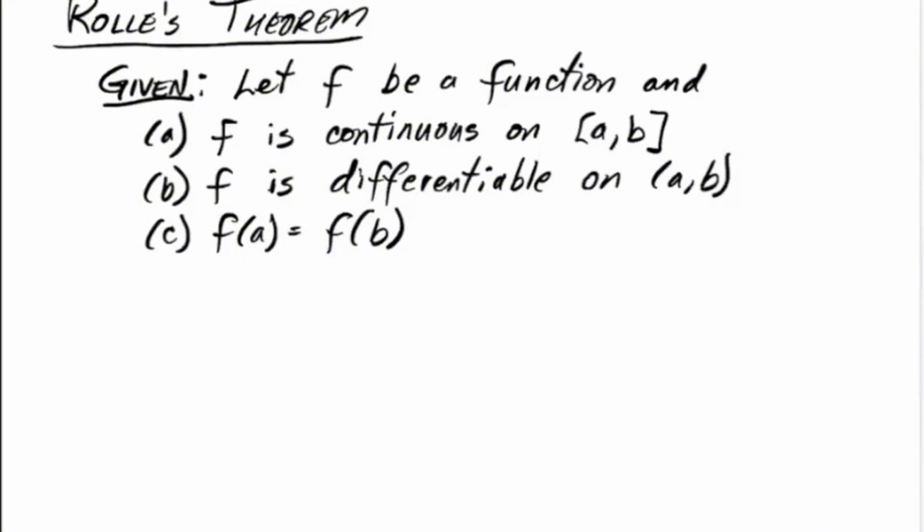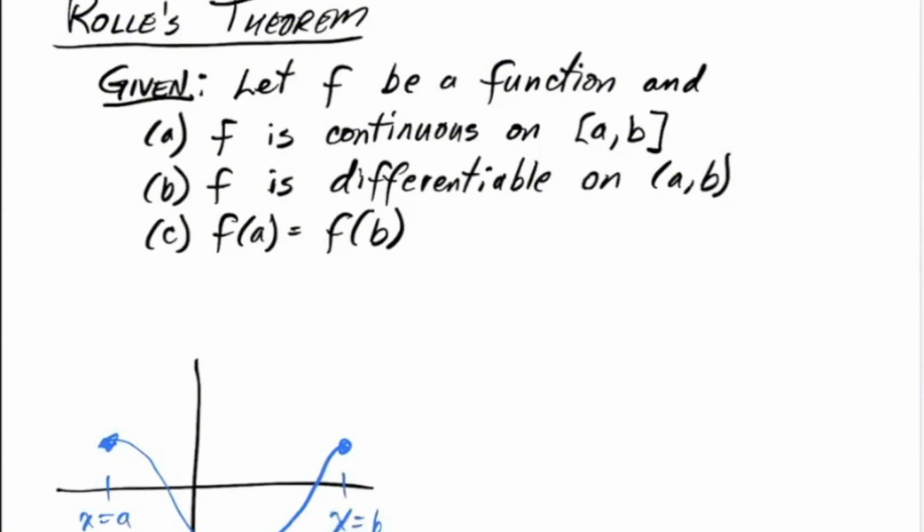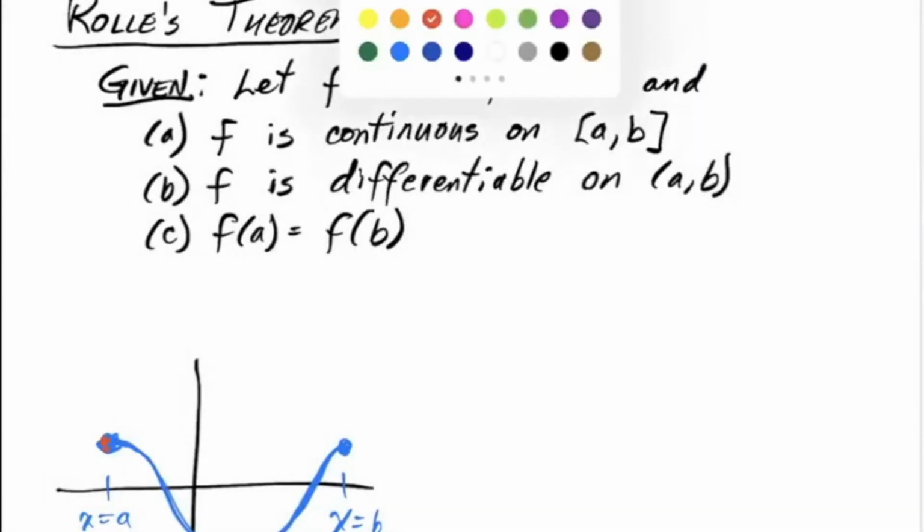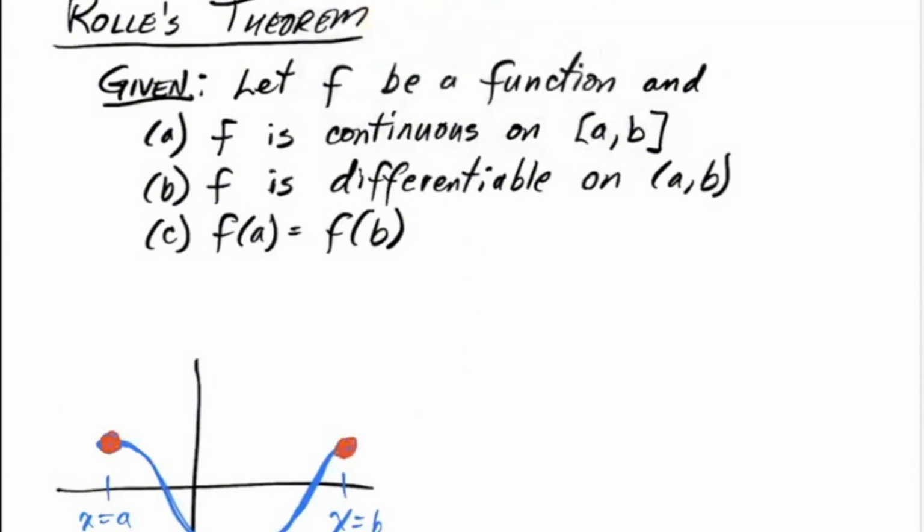So let's just look at some images of some possible functions that could be satisfying the conditions of Rolle's theorem. So I could have a graph of a function that looks like this. Here is x equals a and here is x equals b. And we notice that the graph of my function doesn't have any corners or cusps, no vertical tangents, so it's differentiable. It's definitely continuous because I was able to draw it. And the f of a value equals the f of b value. That's saying that this point, here I'll mark it in red so it's easier to see, has the same y value as this point.